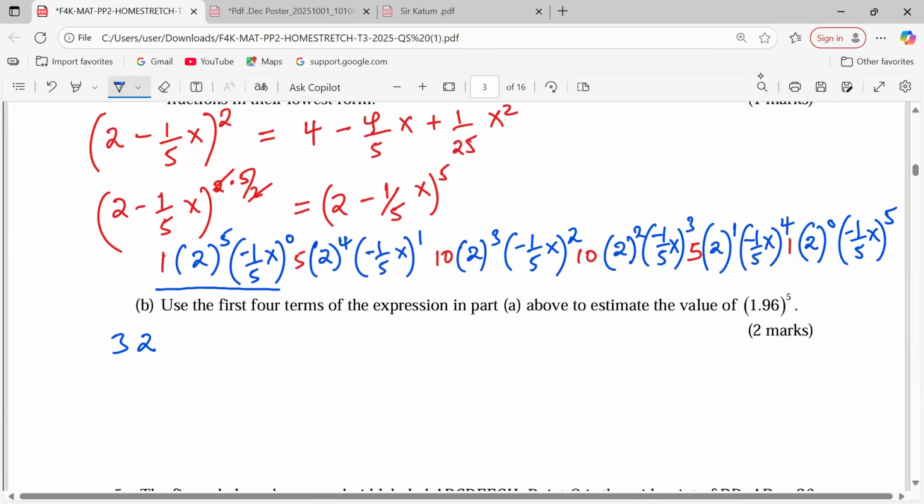which is 16. So we'll have 5 times 16 times negative 1 over 5x. It will have a negative here because the 5 will cancel, but the negative will have nothing to cancel it. So this will be negative 16x. The next one will automatically have a plus.